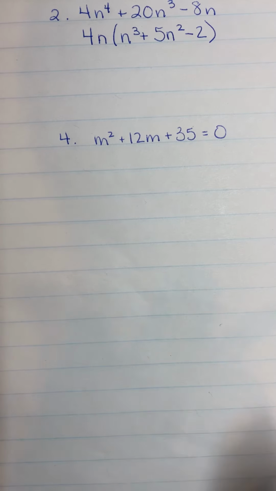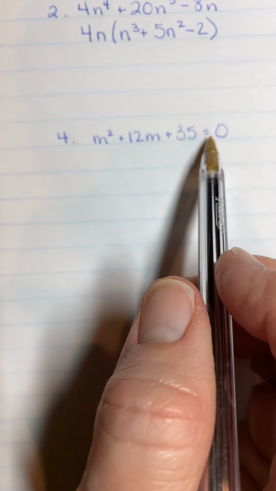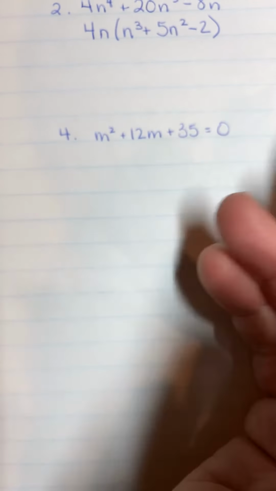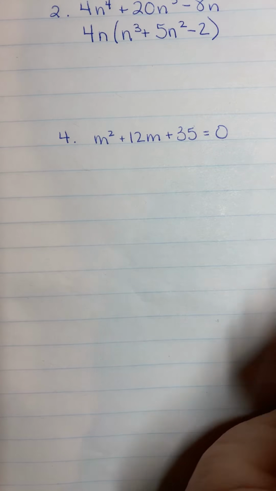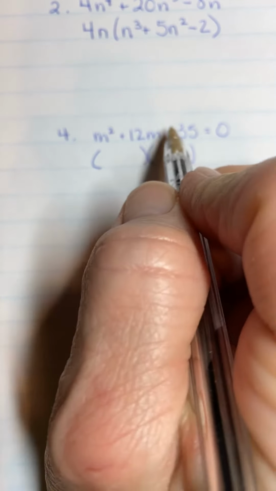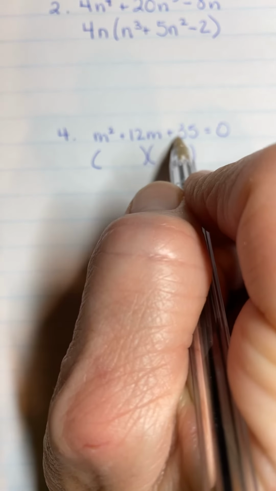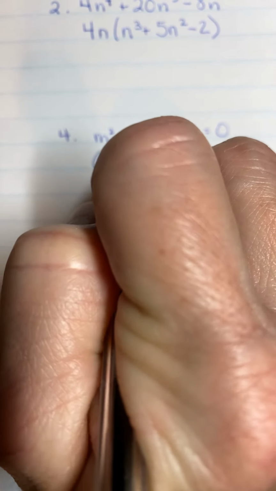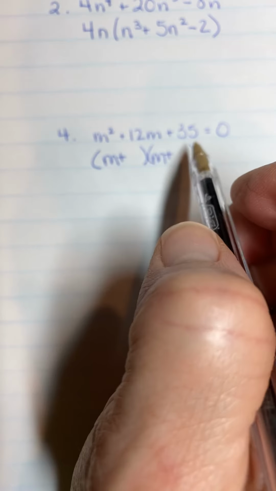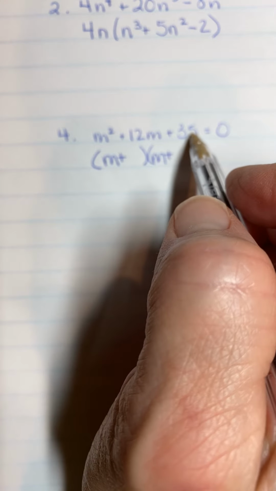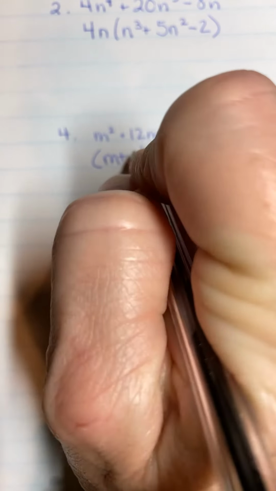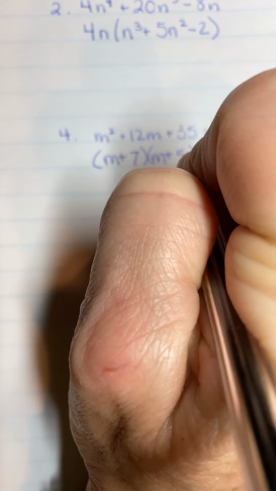Here's number 4. Now notice number 4, we have it set equal to 0. So first we're going to have to factor, and then we're going to have to use the zero product property and set each factor equal to 0. So let's put down our 2 parentheses here. Both signs are the same. They are both positive. And then we ask ourselves, which 2 numbers multiply to 35 and add up to 12? Run through the factors of 35. There aren't too many. It's going to be 7 and 5.